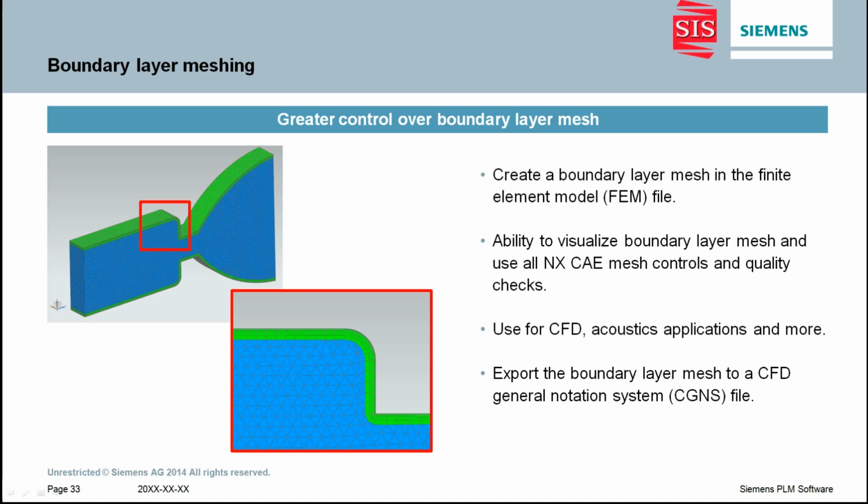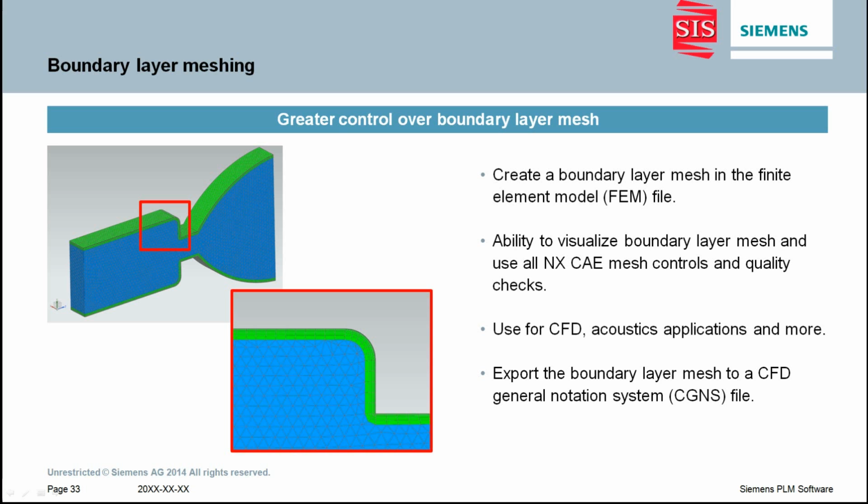In NX10, it's possible to create a boundary layer mesh in the finite element model file with the NX Advanced Fluid Modeling module. Creating the boundary layer in FEM gives you greater control over the boundary layer mesh because you can visualize it and use all the mesh controls and quality checks you normally would with any FE mesh.